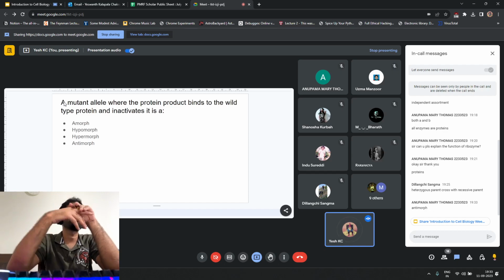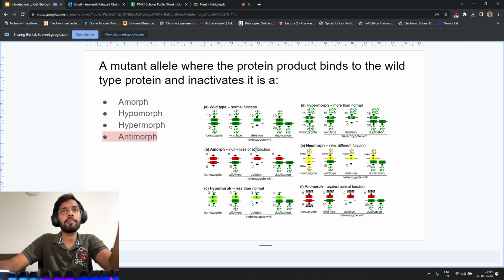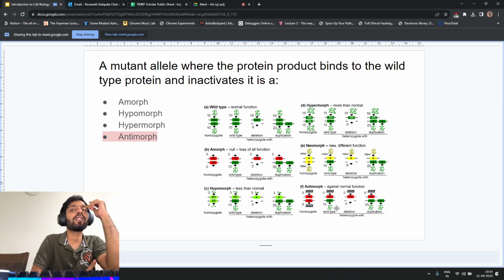Yeah, antimorph. So it will be an antimorph. Once again, we have different types of mutations. In the case of antimorph, the mutant protein that's produced inactivates or prevents the function of the wild type. So basically, that's what they're asking in this question.